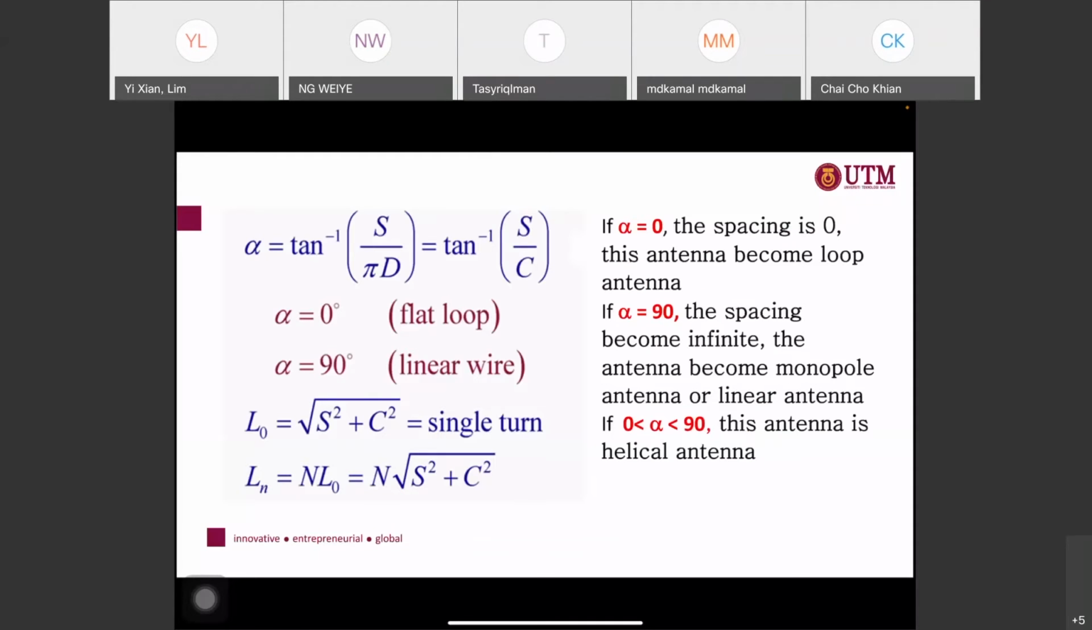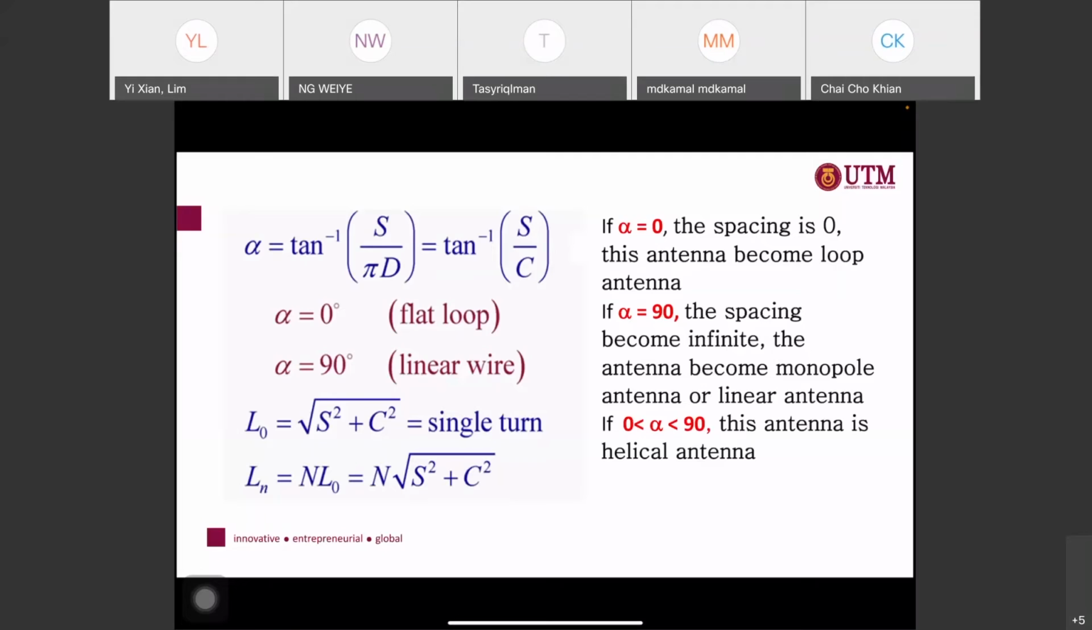These are the equations that we can use in terms of alpha. L naught is the length of one turn of your antenna, S is the separation, C is your circumference. If you have a number of turns, the total length is N multiplied by L naught. When alpha is 0, the spacing is 0 and the antenna becomes a loop. When alpha is 90, the spacing becomes infinite and the antenna becomes a monopole or linear antenna. If alpha is between 0 and 90 degrees, the antenna is helical. So to use it as a helical antenna, you have to make sure that the pitch angle is between 0 and 90 degrees.